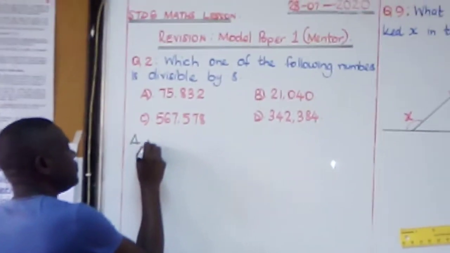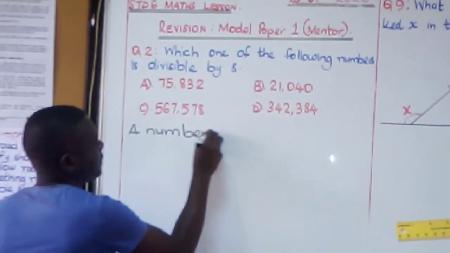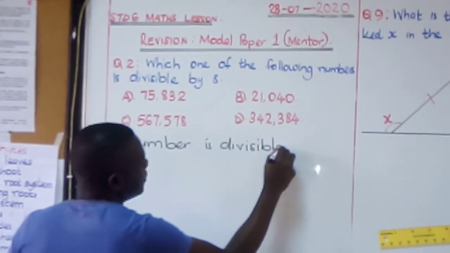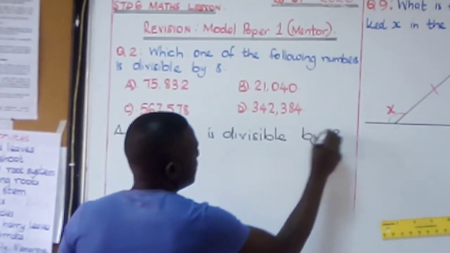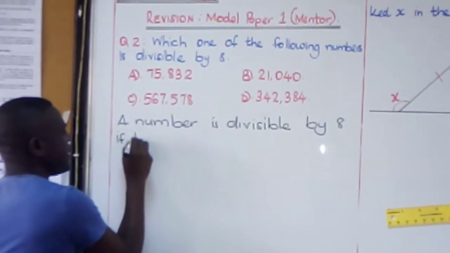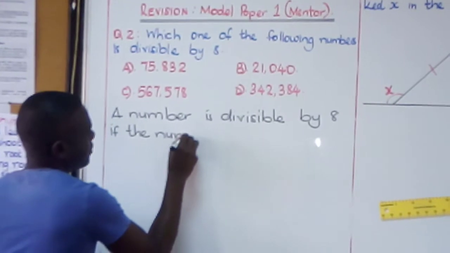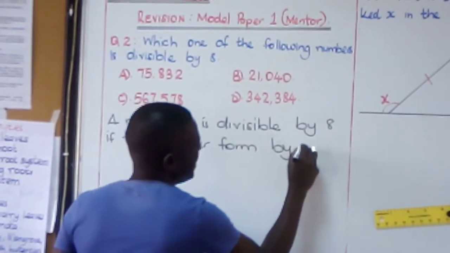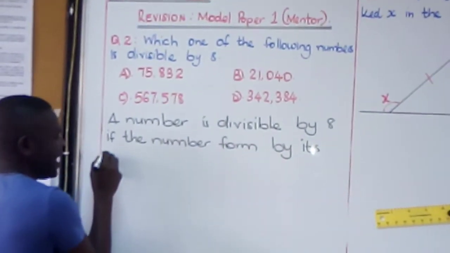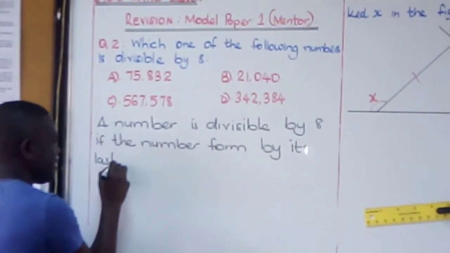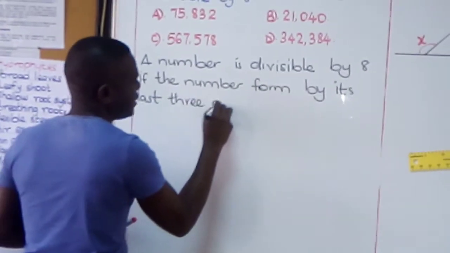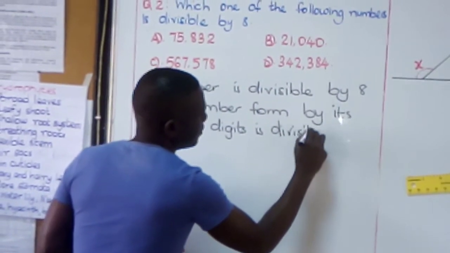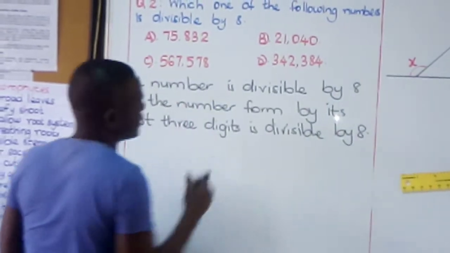A number is divisible by 8 if the number formed by its last 3 digits is divisible by 8. Let's look at this.